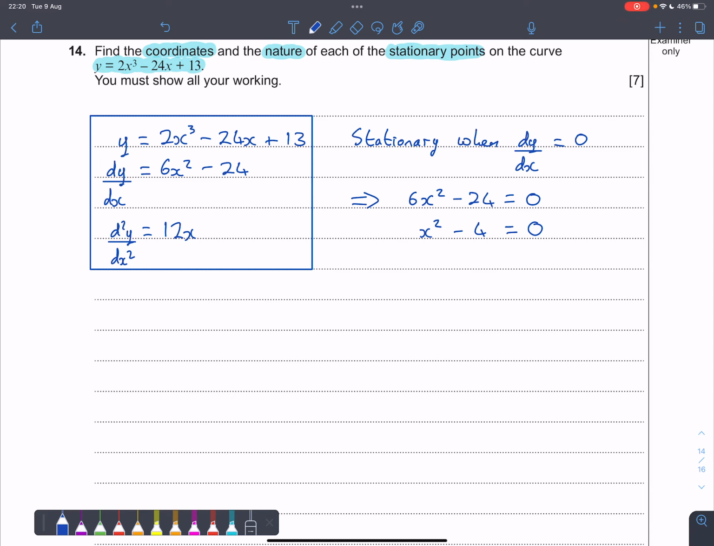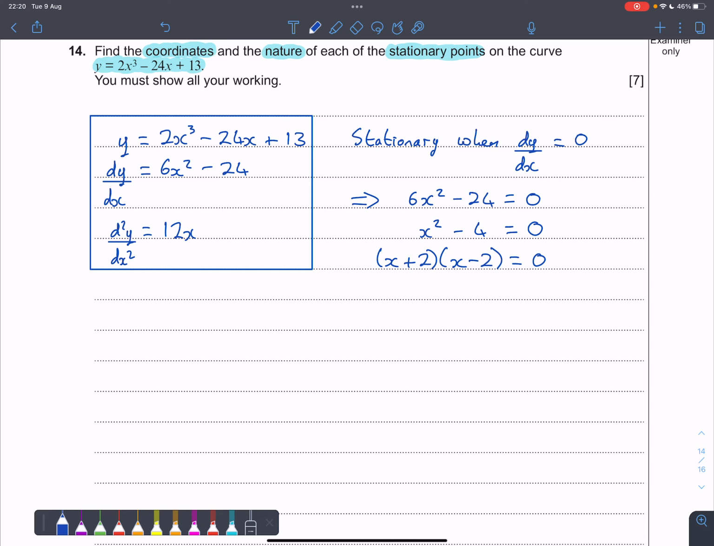Now there are two ways to solve this. We can either add 4 and then square root, or, if you notice, this is a difference of two squares. This is x squared, which is obviously a square, and 4, which is 2 squared. So we can factorize it like a difference of two squares: x plus 2, x minus 2 equals 0. By doing it this way, you're far less likely to forget that there are two possible solutions.